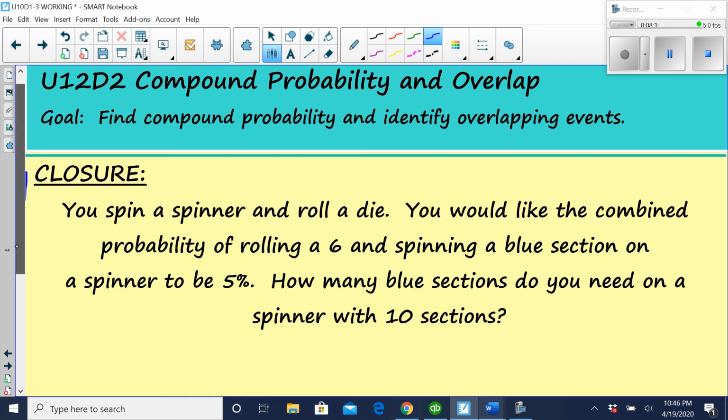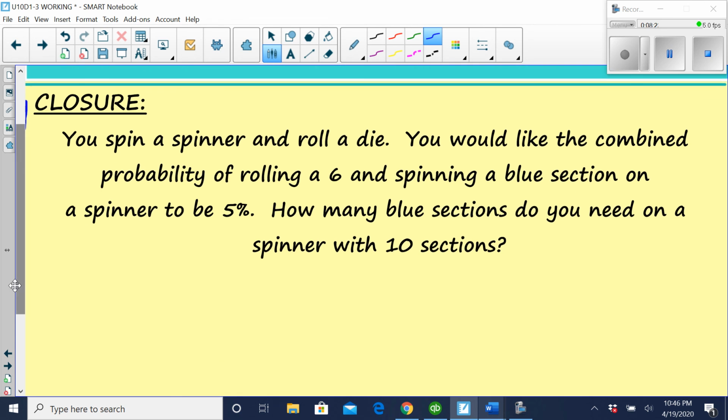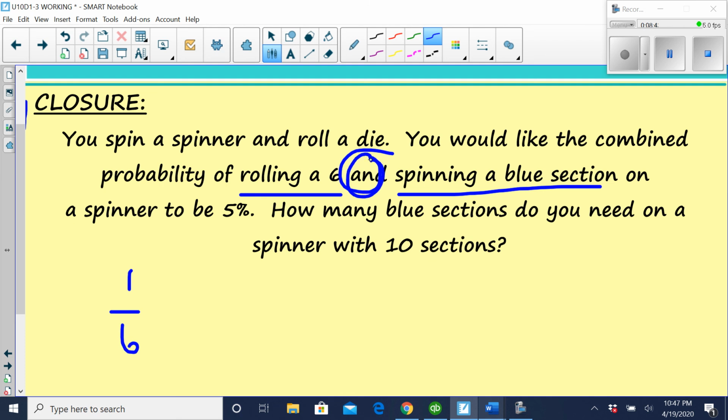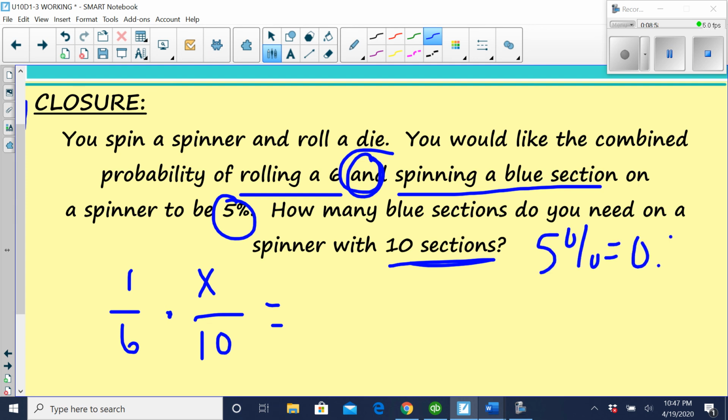You spin a spinner and you roll a die. You would like the combined probability of rolling a 6 and spinning a blue section on the spinner to be 5%. How many blue sections do you need on a spinner with 10 sections? Okay, so two things that they want to happen. You want to roll a 6 and spin a blue section. Okay, so rolling a 6 would be 1 out of 6. And means I need to multiply. Spinning a blue section on a spinner. How many blue sections? Our spinner has 10 sections, so I'm going to put 10 down here and x on top. My combined probability needs to be 5%. 5% written as a decimal would be 0.05, so I'm going to set this equal to 0.05.